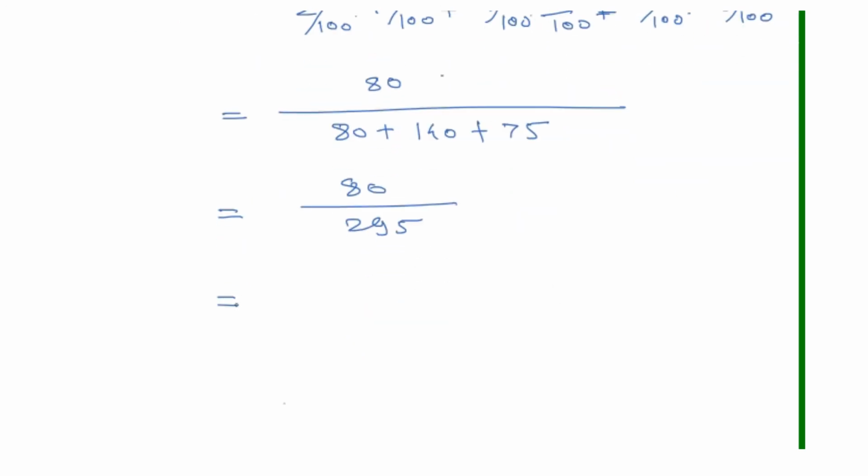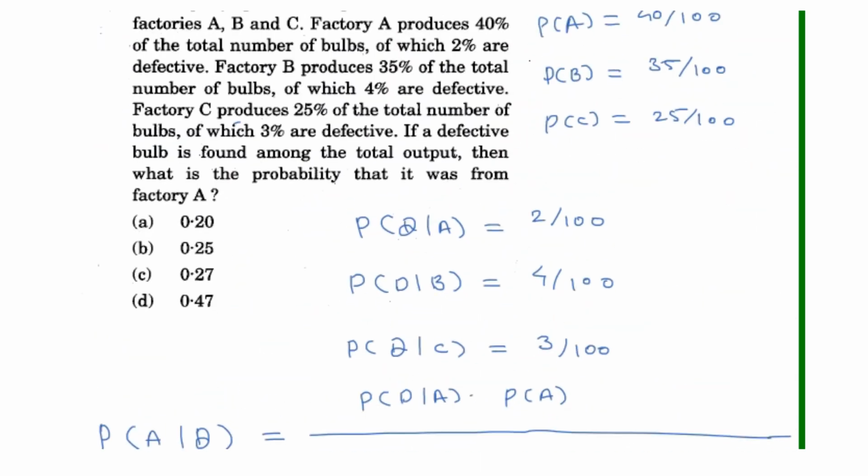And this division will be something around 0.2711. Okay, so if you look at the answers, there is answer C, 0.27, and that's the answer for this question.